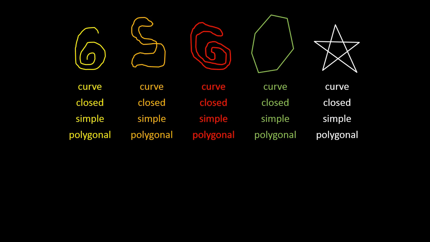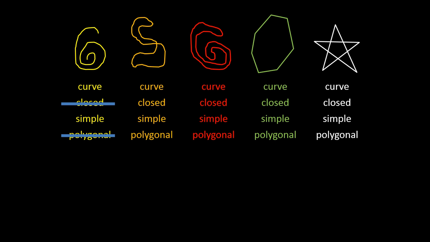So let's look at these 5 shapes, and let's decide whether each of these shapes is a curve, or if it's closed, or if it's simple, or if it's polygonal. So we'll start with the one on the left, the yellow one. It is definitely a curve. It is not closed. We can't draw it by starting at one point and then ending at the same point without lifting our pencil. It is simple, but it's not polygonal. It's not made up of line segments.